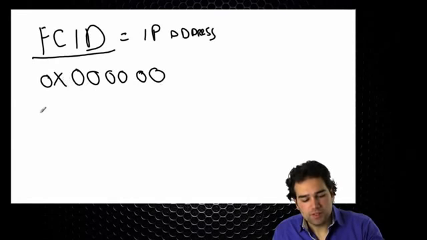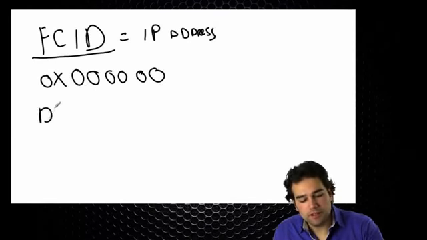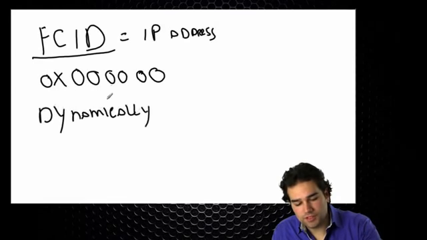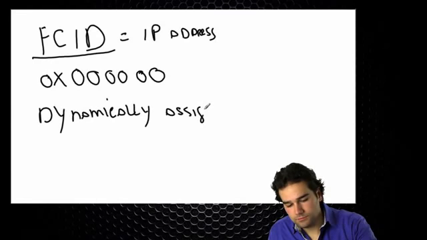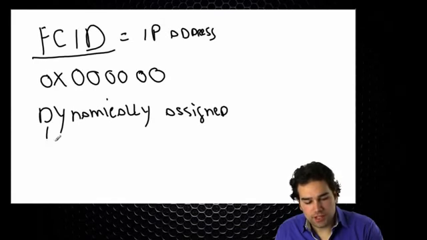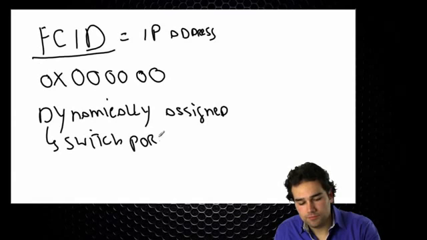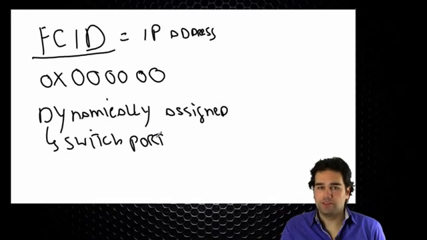This FCID is always dynamically assigned. Nobody configures its FCID physically. And it is assigned based on the switch port that I connected to. So there is a direct relation between the switch port and the FCID that will get assigned to the switch port.